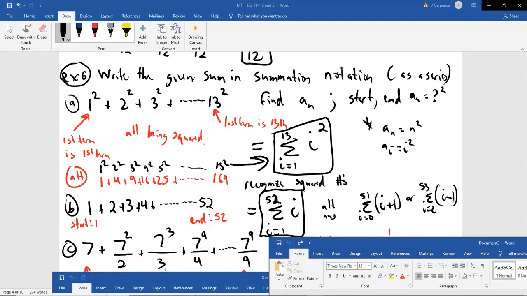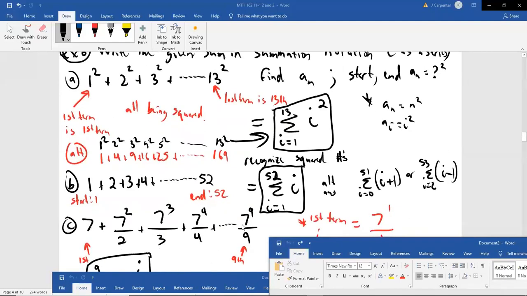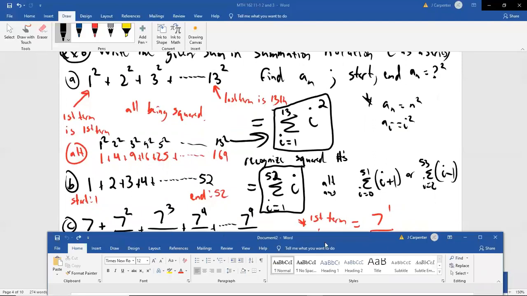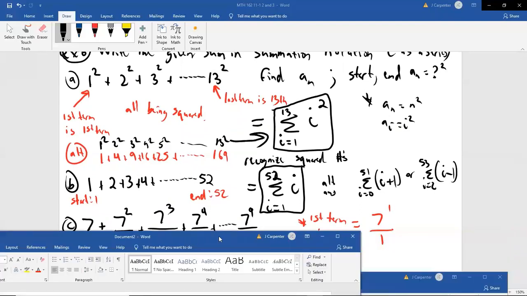This is a 7 over 1 with an exponent of 1, and then we can start at 1. So we'll say that that first one is the first term. This is the 9th term. And again, here's just the rewritten version of the first term in red right here. You could say that's 7 to the first over 1. That's a rewritten form of the first term.